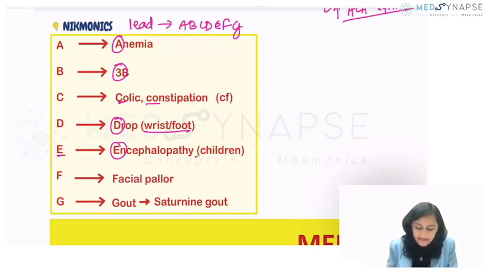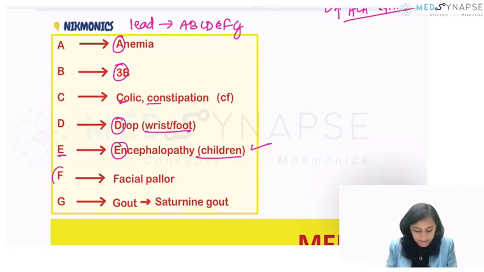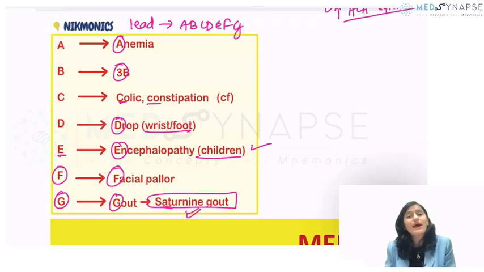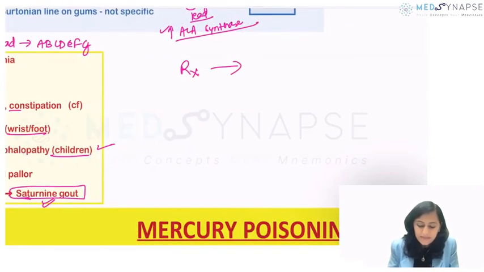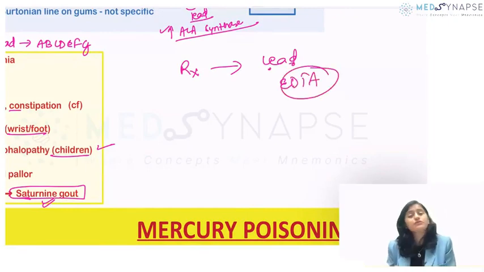E is encephalopathy, commonly seen in children. F is facial pallor and G is gout. Saturnine gout. Gout, Saturnism, lead, Saturnine gout. Okay. Remember, all these are the features for lead. What is the antidote for lead? LEAD is EDTA. Okay, we use EDTA for lead poisoning. Clear with everyone?